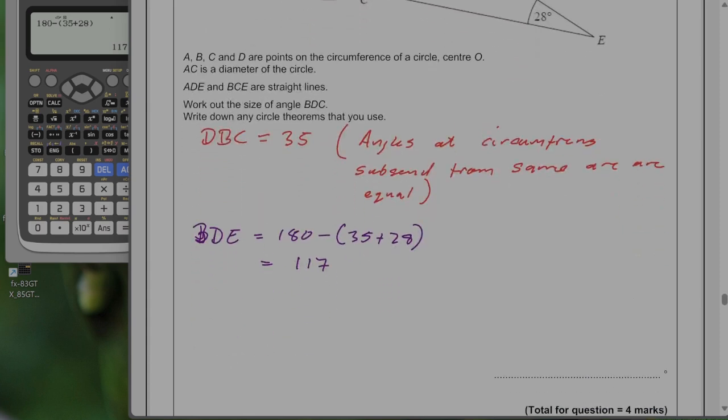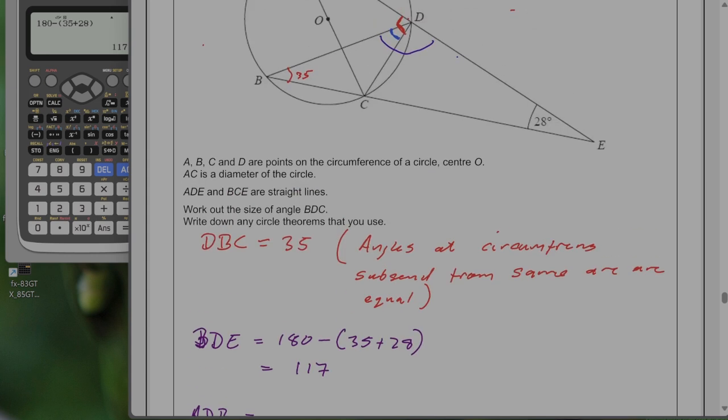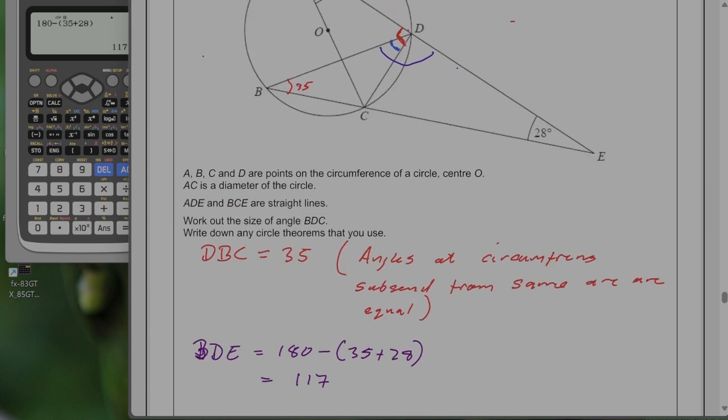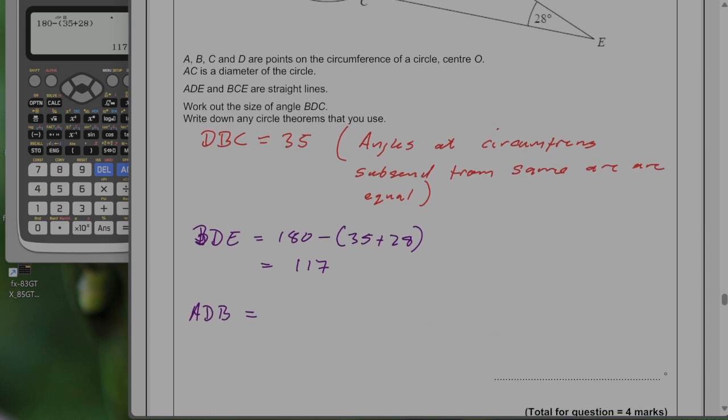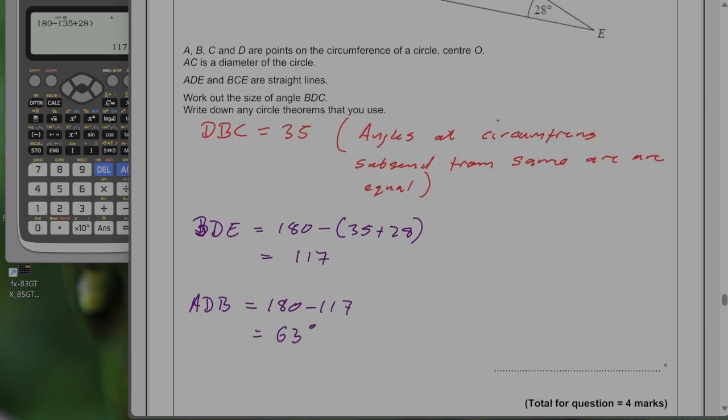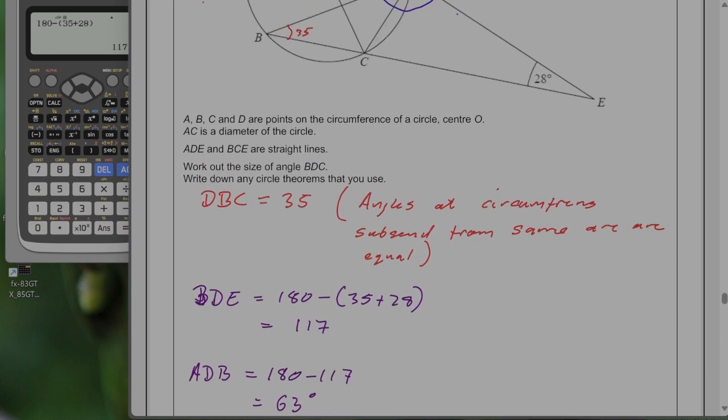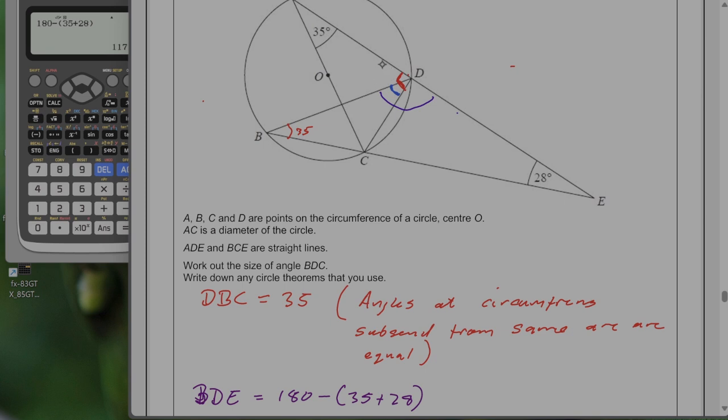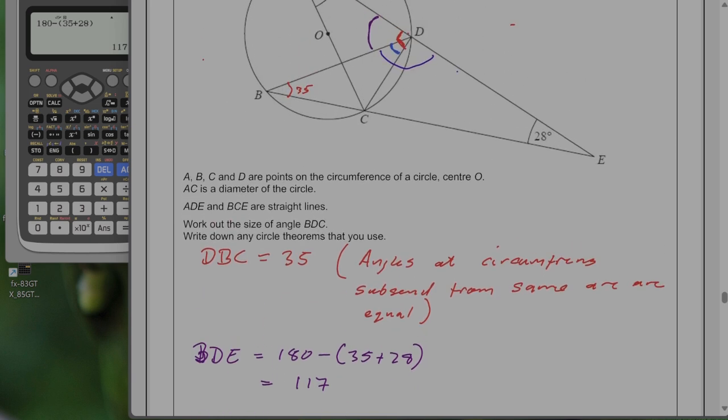ADB is going to be equal to, actually I didn't need to, I've wasted a bit of my time here. Could have said the exterior angle of a triangle is equal to the sum of the other two angles, but that doesn't matter. So 180 minus 117, which is going to be equal to 63. And again, that is angles along a straight line, but we don't really need that. So let's put that in then. So we know then that that angle there is 63.